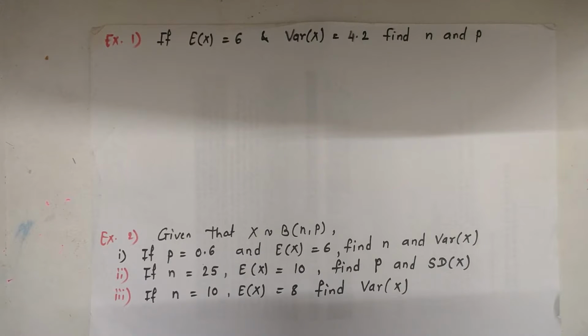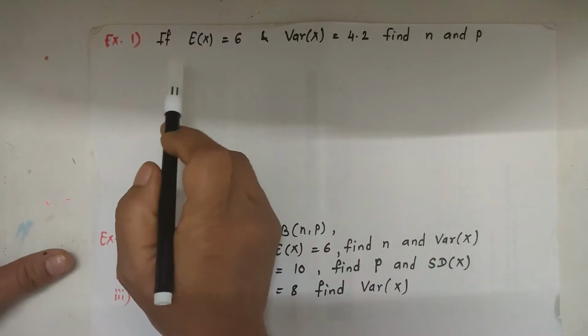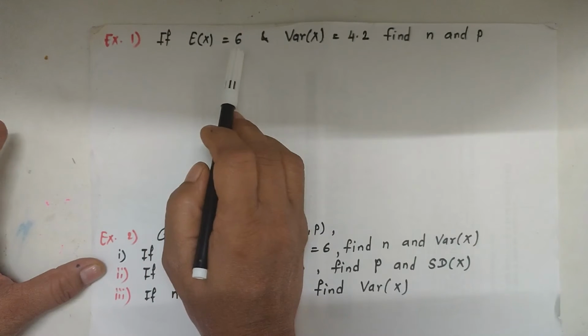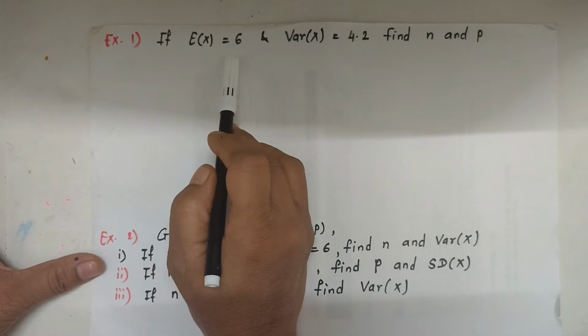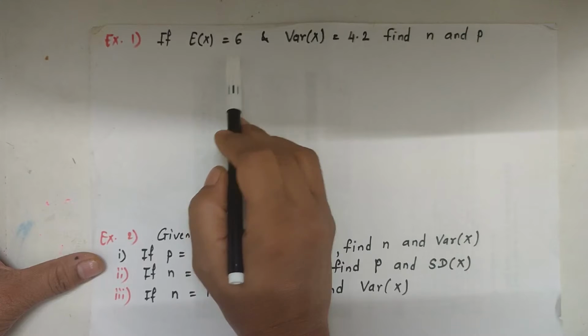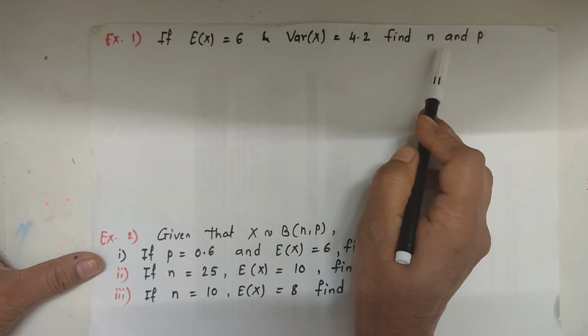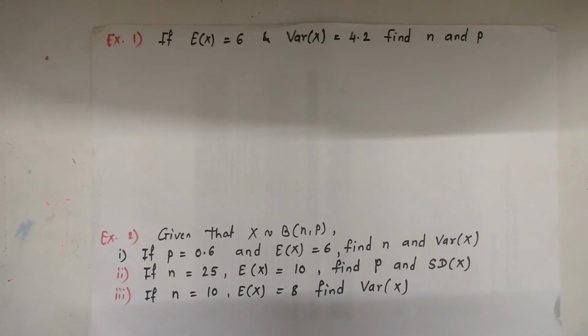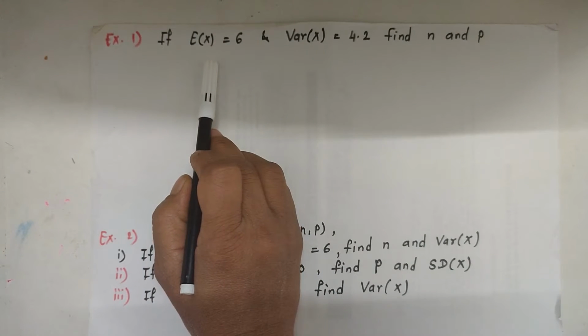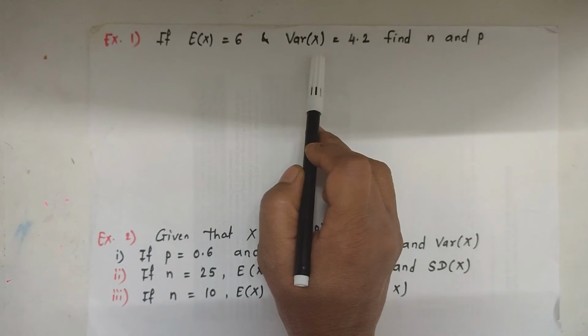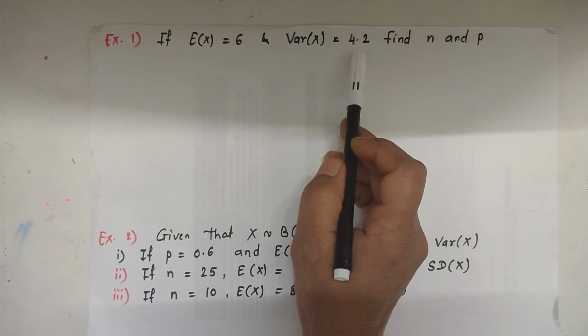Students, in this video, we are going to solve the examples on mean and variance of binomial distribution. So let's see the first example. If E of x is equal to 6, that is, expected value is equal to 6, and variance of x is equal to 4.2, find n and p.